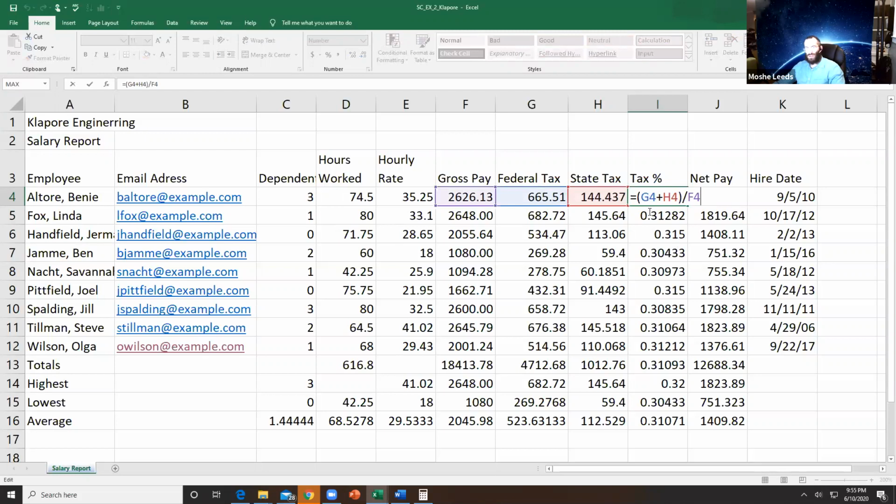So you just match up the colors. G4, which is my federal tax, I add also my state tax in parentheses, because I'm telling Excel I want you to first calculate these two cells and then divide that total by my gross pay, and that gives me my tax percent.